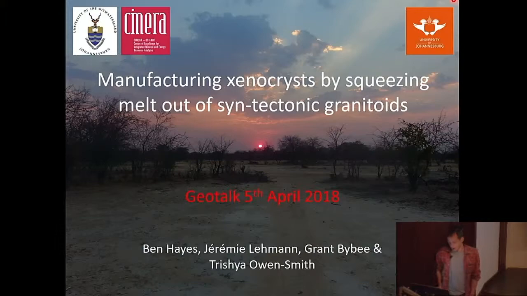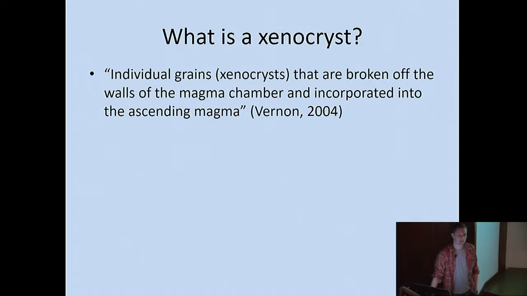I want to start off by just defining what a xenocryst is. I think we all in this room, as training geologists, have a good idea of what a xenocryst is. Everyone would offer a different definition, but they would all probably converge to a similar one. Probably the least genetic definition I can find in the literature is from Ron Vernon's 2004 textbook on microstructures, and that is, they are individual grains that are broken off the walls of the magma chamber and incorporated into the ascending magma. Two cartoons here illustrate that process.